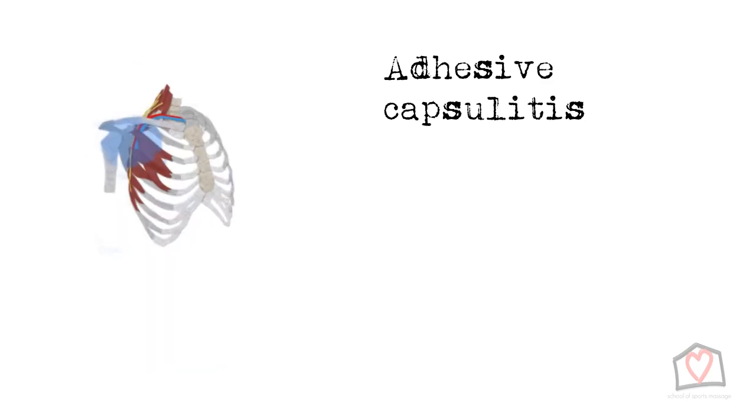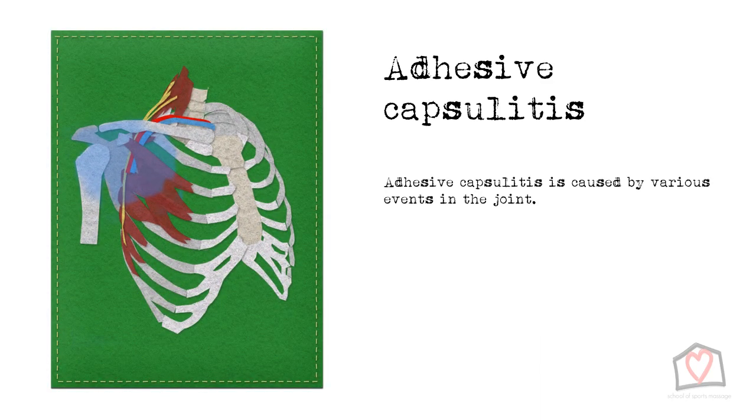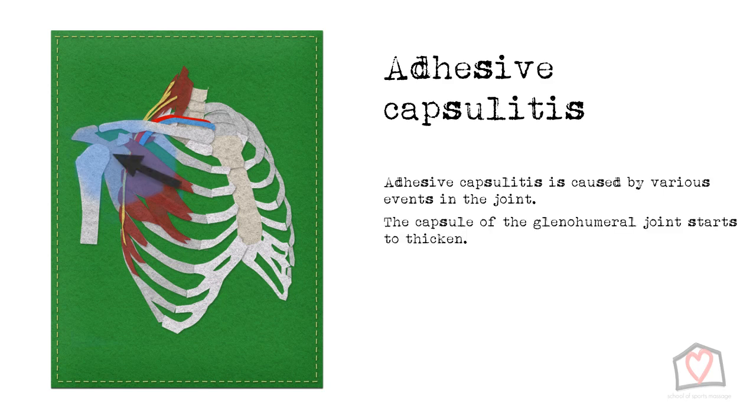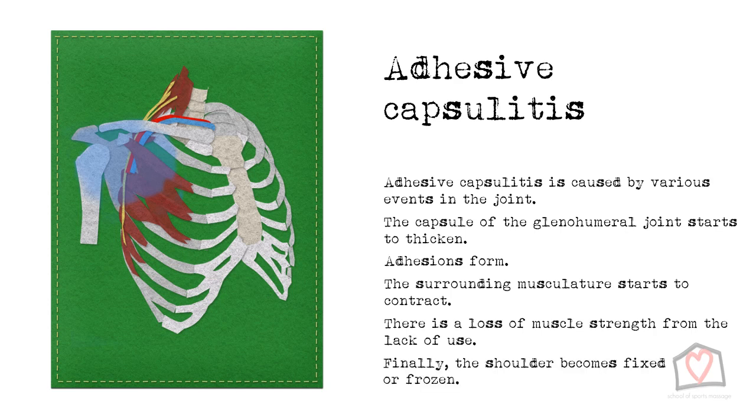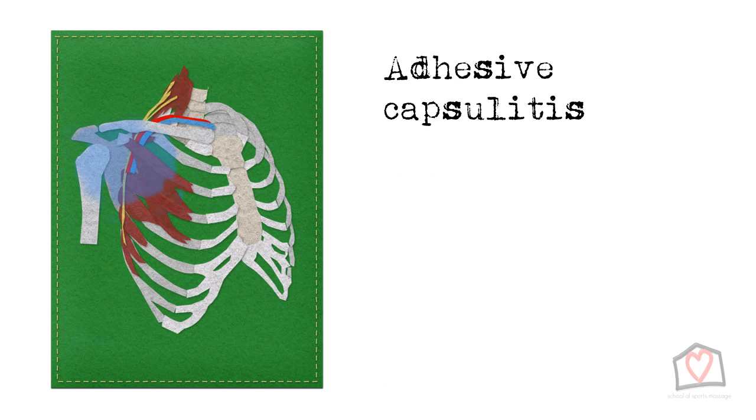This is caused by various things happening in the joint. The capsule of the glenohumeral joint starts to thicken, adhesions will form, the surrounding musculature starts to contract, and there is a loss of muscular strength from the lack of use. Finally, the shoulder becomes fixed or frozen.